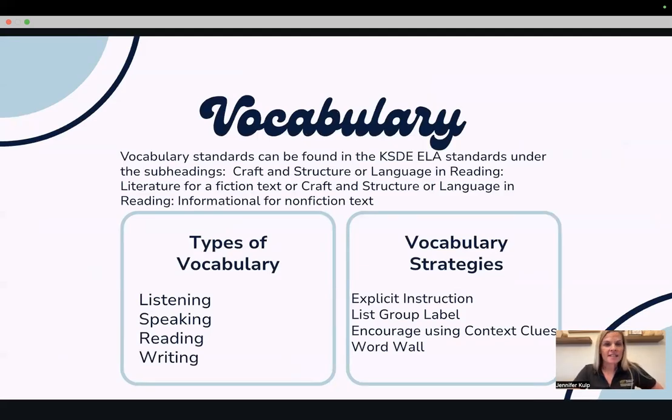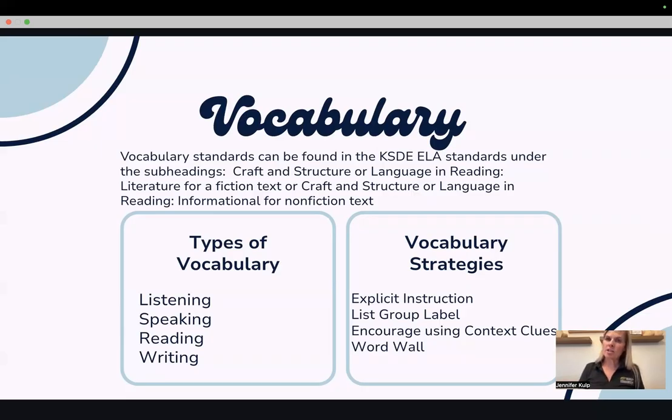Vocabulary is the next component. The vocabulary standards can be found in the KSDE ELA standards under the subheadings craft and structure or language and reading literature. Reading literature will be fiction text. So these are fiction stories, stories that are just made up. If that is the text that you chose, then you'll look in these places.